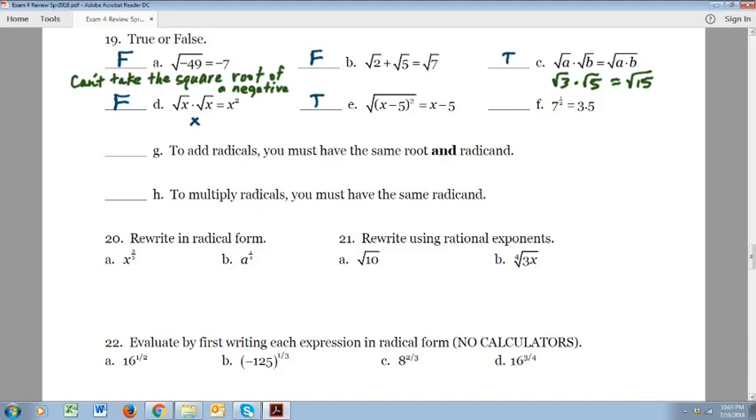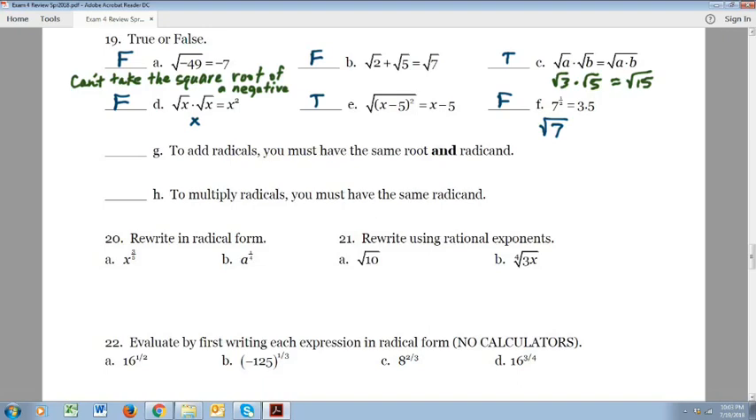On letter F, 7 to the 1/2 power, you should recall, means the square root of 7. And if you take the square root of 7 on your calculator, you don't get 3.5. It's something a little bit different than that. If you actually multiplied 1/2 times 7, you would get 3.5, but that's the wrong thing to do. So this one is false.